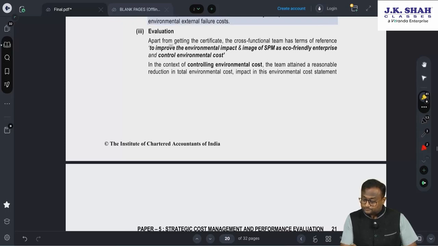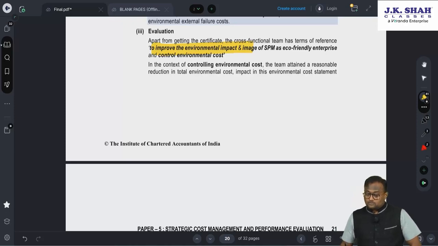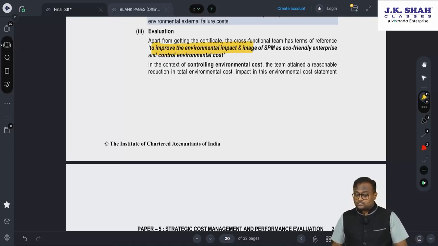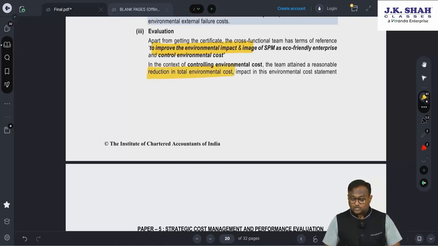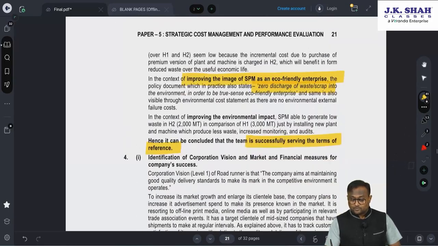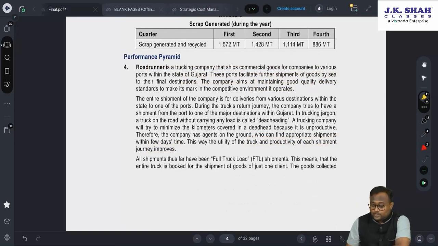What are the terms of the reference? See, we were looking out for improvement in the environmental impact and of course the image of the company. Now, in the context of controlling the environmental cost, the term attained is reasonable reduction in environmental cost. Your environmental cost has gone down. Impact of environmental cost statement is low because incremental cost is due to purchase of premium version of plant, which will benefit to reduce the waste in the long run. So, I think you can easily conclude that we are serving the terms of the reference. Now, let's go to the next one.